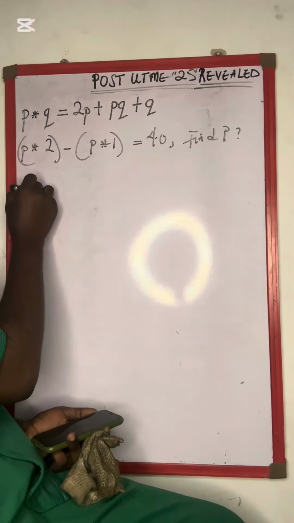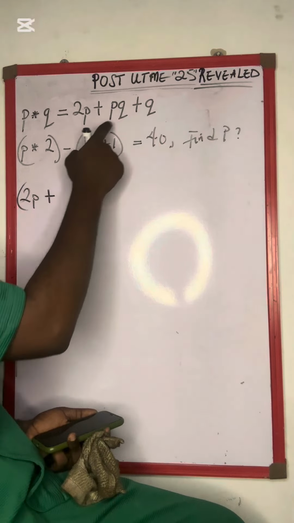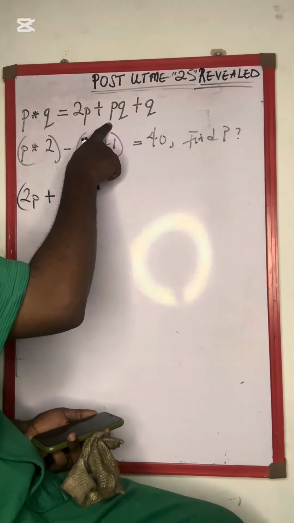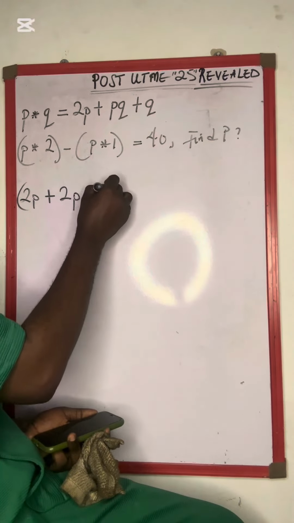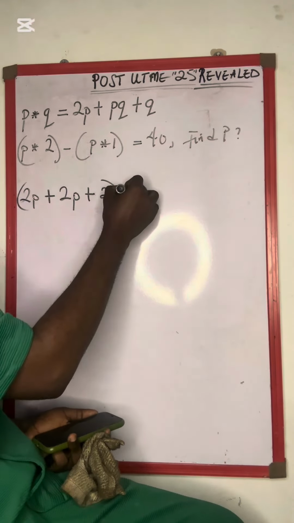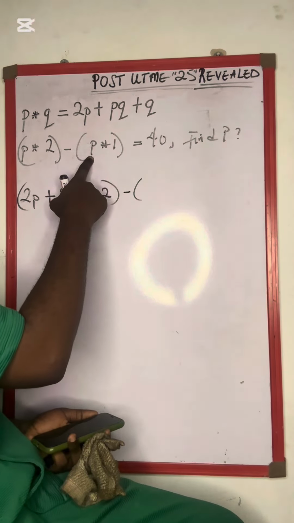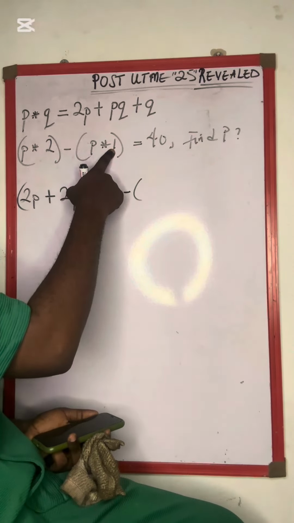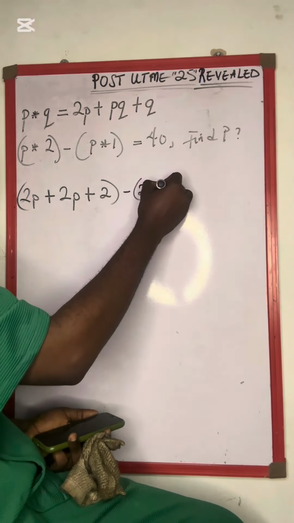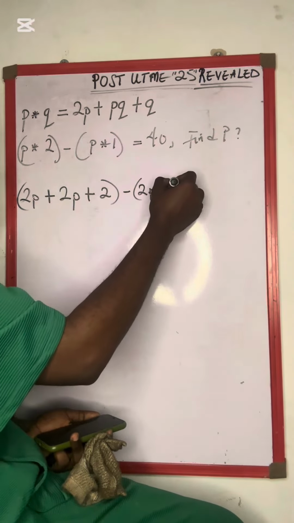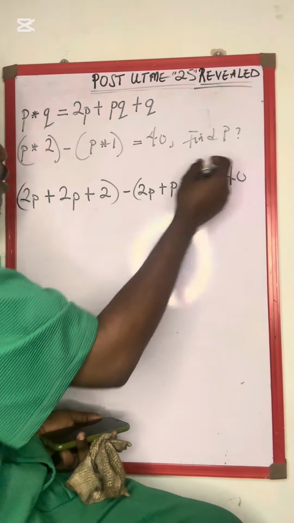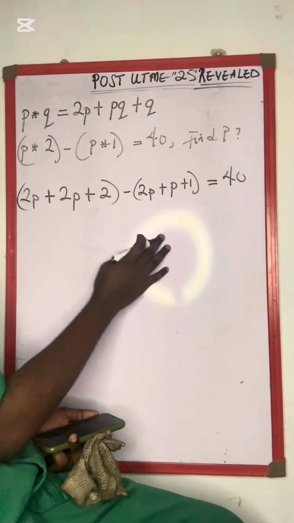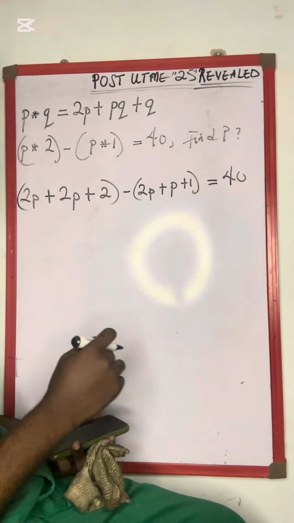So we're going to have 2P plus, since Q is 2, and we also have a P here, we'll have another 2P again plus 2 for the first bracket, minus P remains as P, but Q becomes 1. So we have 2P plus 1 times P becomes P plus 1, all equals 40. Now we can simplify the brackets and then find the value for P.